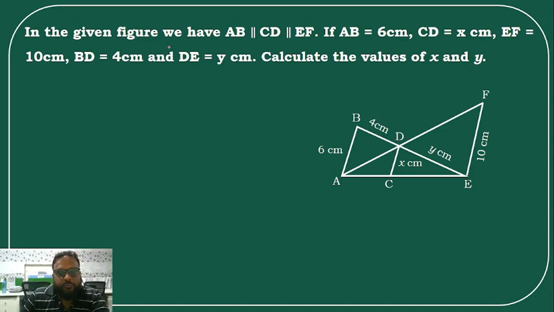In the given figure, we have AB parallel to CD parallel to EF. AB equal to 6, CD equal to X, EF equal to 10, BD equal to 4 and DE equal to Y. Calculate the values of X and Y. We have to find out the values of X and Y.